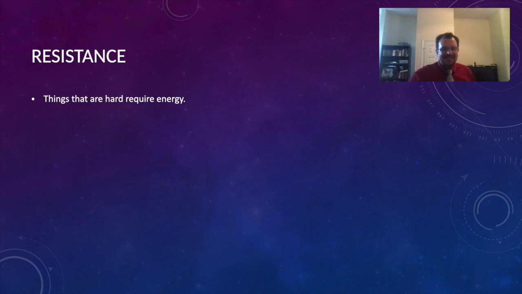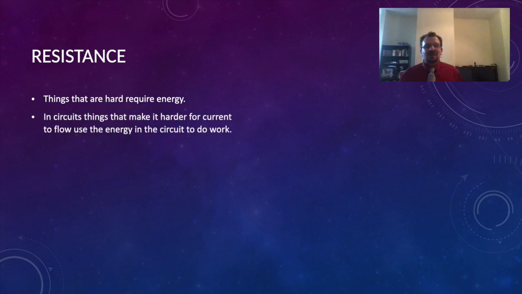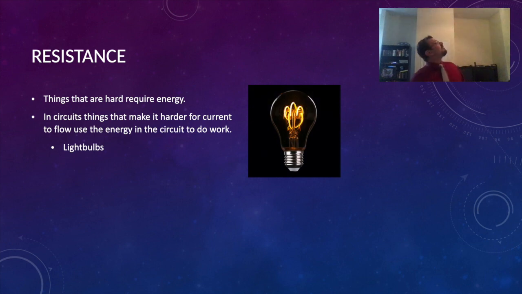So let's relate that to what we're going to be dealing with here. And that is, in circuits, things that make it harder for the current to flow use the energy in the circuit to do work. What does that mean? Well, let's show some examples. Light bulbs. Light bulbs are an example that we have all the time, right there. And so light bulbs have a resistance. They make it harder for electricity to flow through a circuit, and they then do work, which is a bright idea. Okay, that was a bad pun.